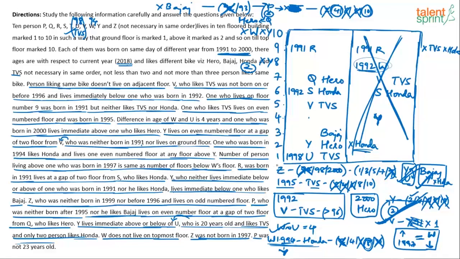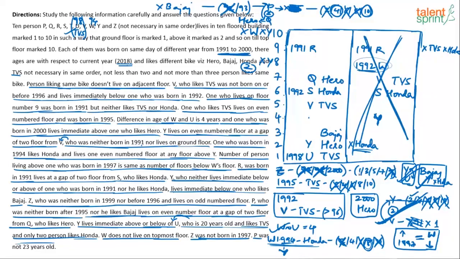Now, if you go back, Z cannot be 98 also. Why can Z not be 98? Because U is 1998, right? We have already got U as 1998. So Z cannot be 1998. Z has to be 2000. So it's clear now. Z has to be in 2000.